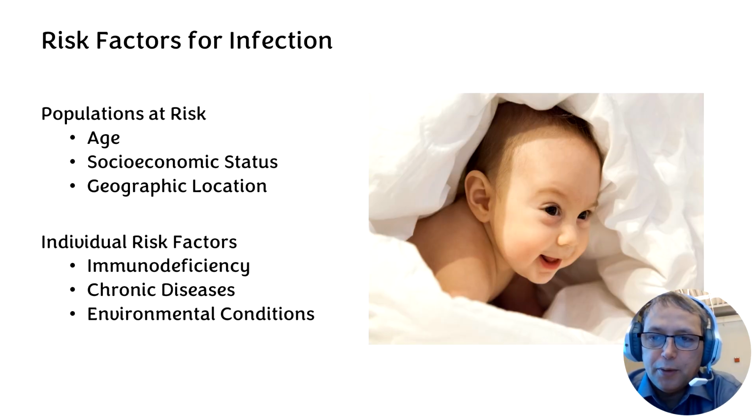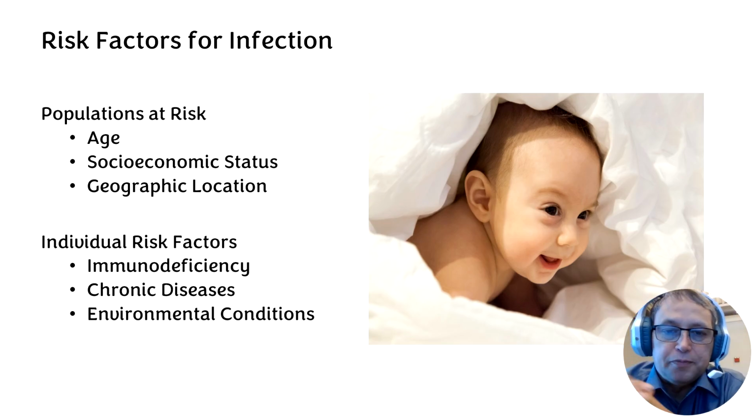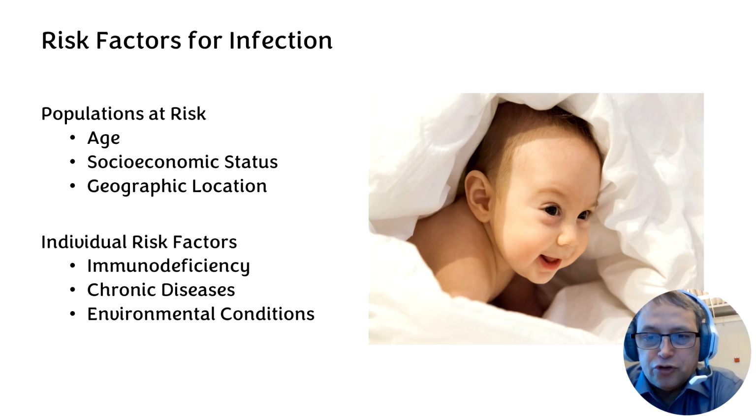Risk depends on both population and individual factors. Infants, older adults, and those with limited resources are more vulnerable. Immunodeficiency, chronic disease, and environmental exposures also increase risk at the individual level. When you reduce vaccines, you also reduce protection at the herd level, or the population level.